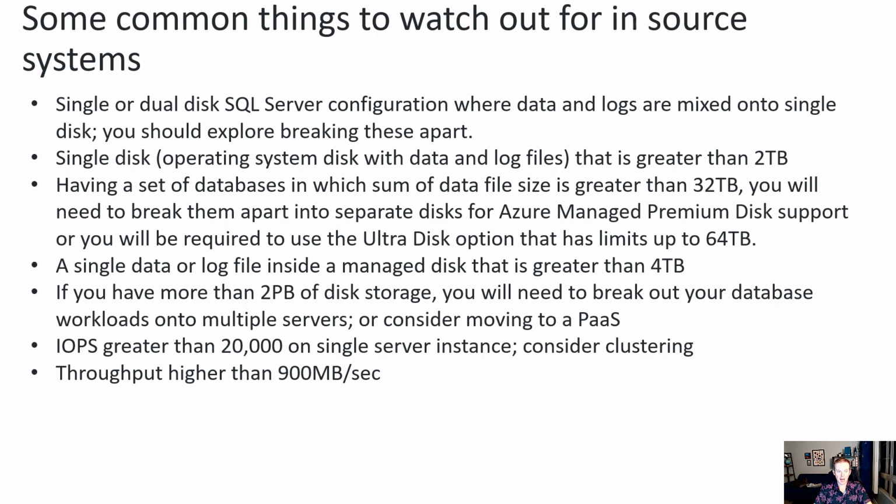If you have IOPS greater than 20,000, you're going to need to break out to several different disks probably, or if you have throughput greater than 900 megabits. So be aware of those requirements and plan your disks very, very carefully.